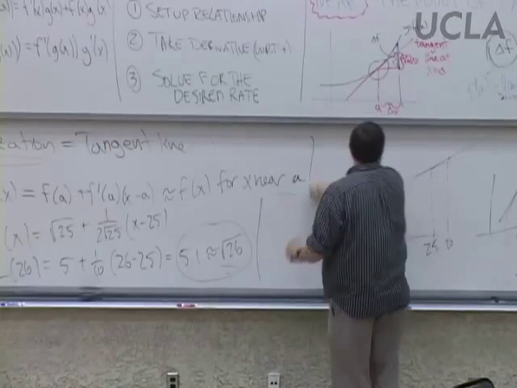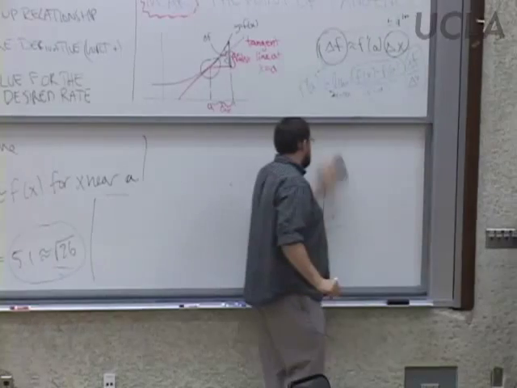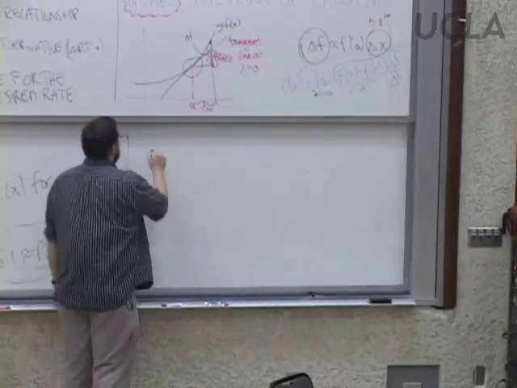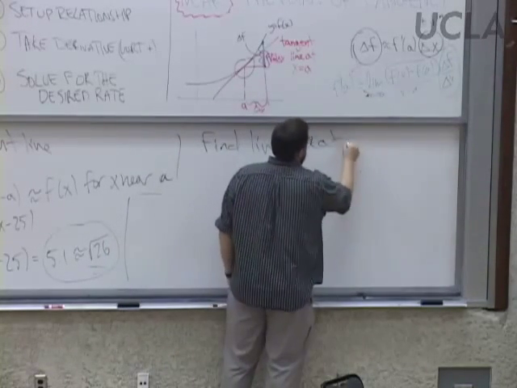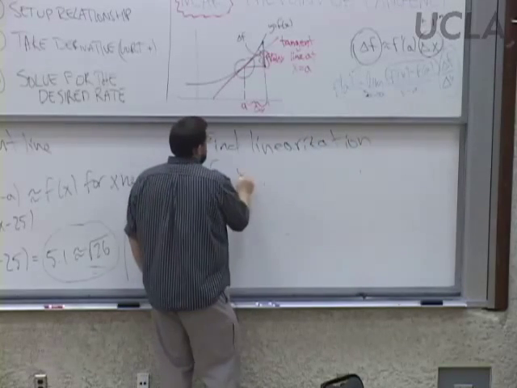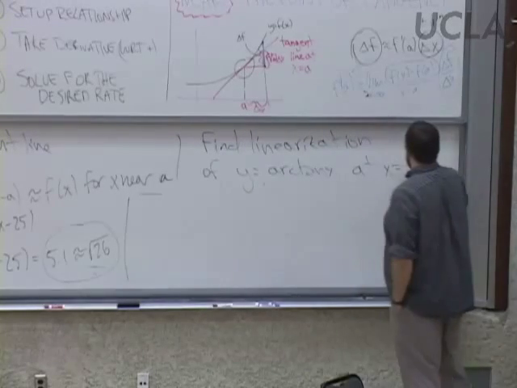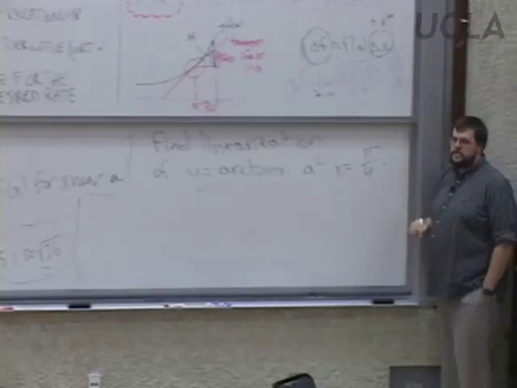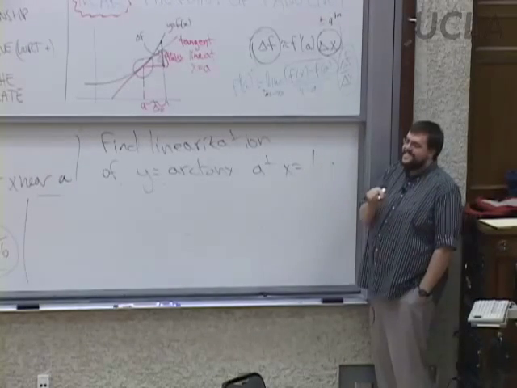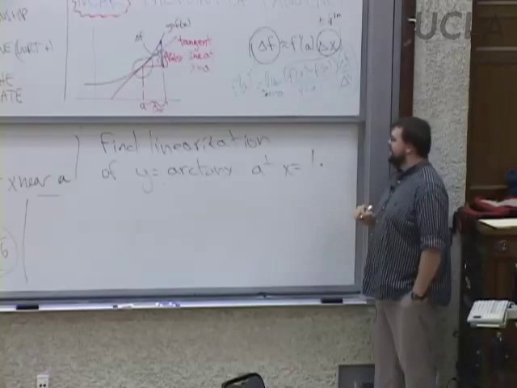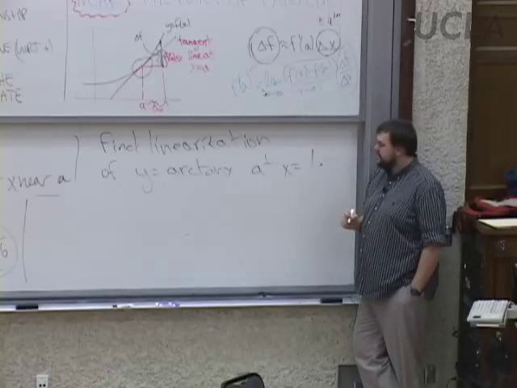Actually, let's do it over here. Find the linearization of y equals arctangent x at x equals 1. Oh, no, sorry, 1. Yeah, that's a nice number. OK, find the linearization of y equals arctangent x at x equals 1.